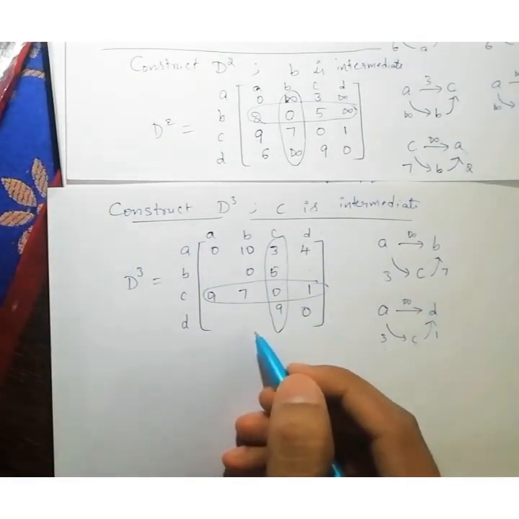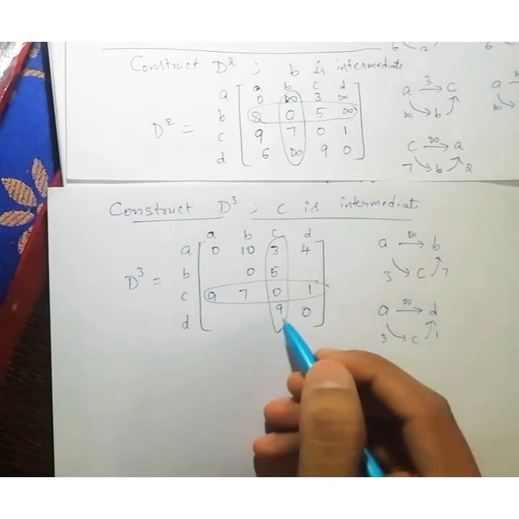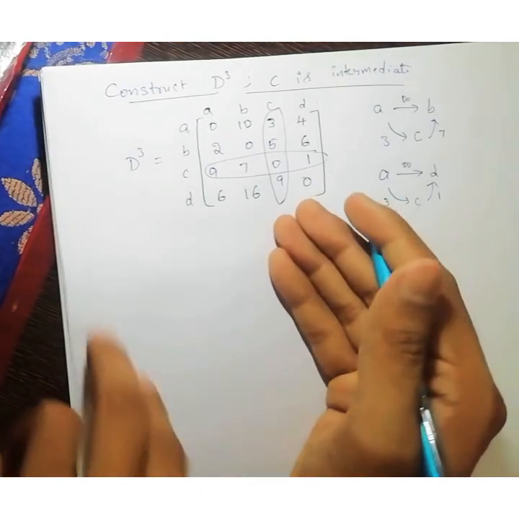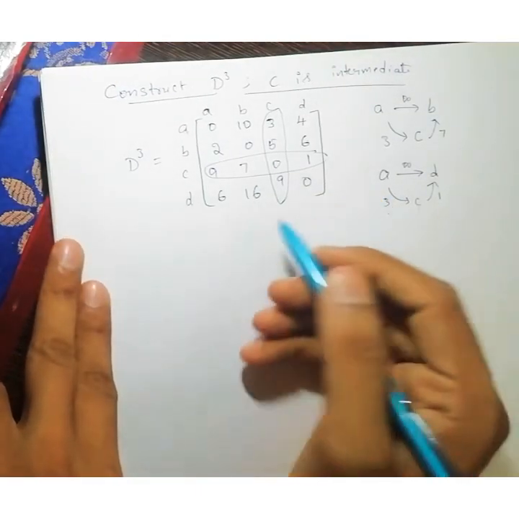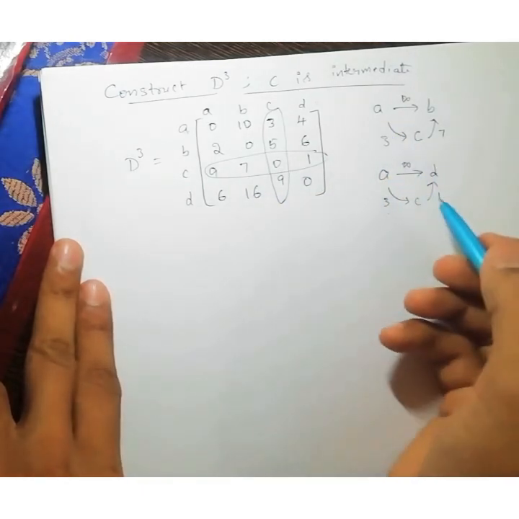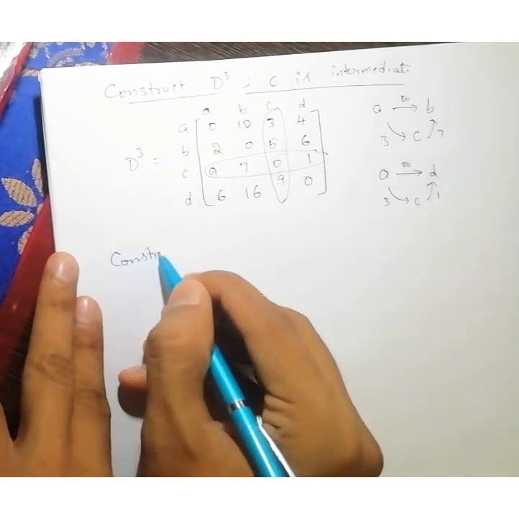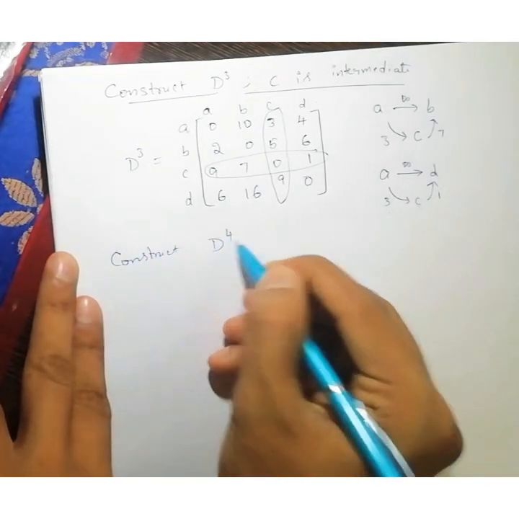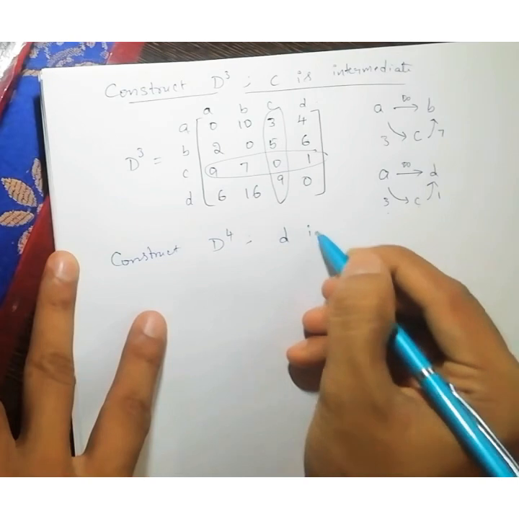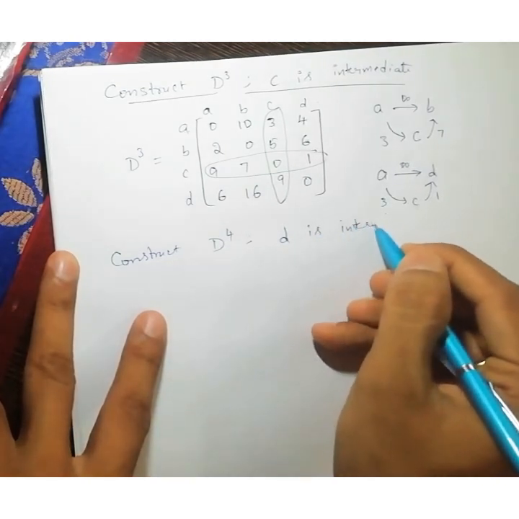So after finding the minimum distances, our matrix looks like this. Okay, so if you want, you can do it one by one also. So next, I will construct the next matrix, that is D4, by taking D as the intermediate node.